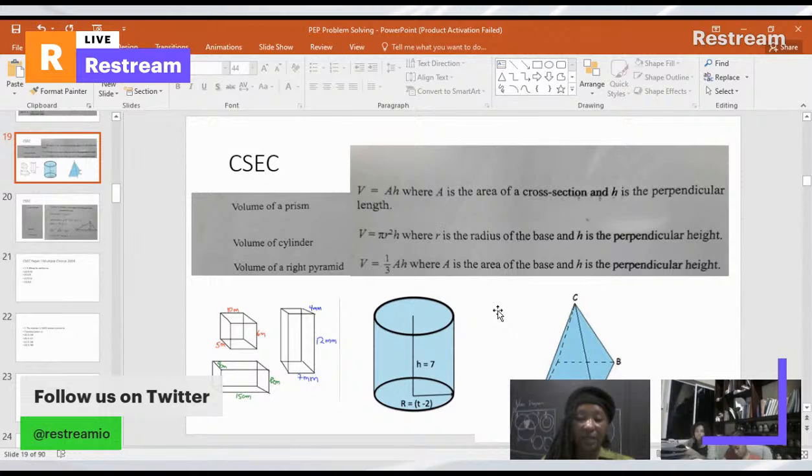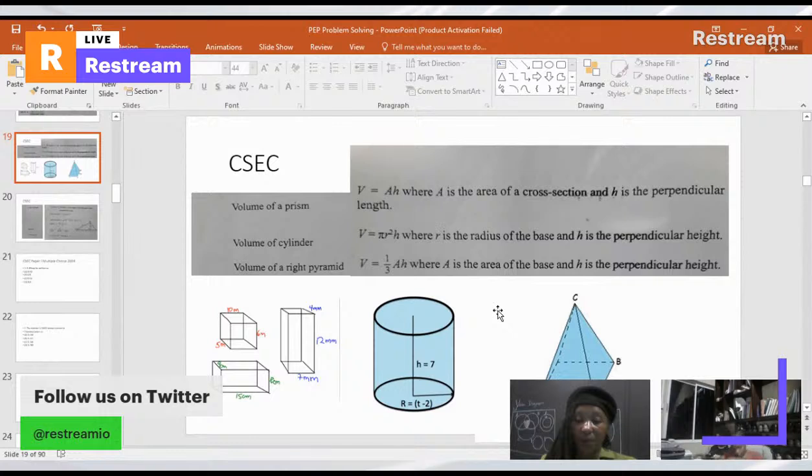All right, so we said the volume of the cylinder, likewise. Since the cylinder has a circular base, then we would find the area of the circle, pi r squared, and multiply it by the height, and we will get the volume of the cylinder.